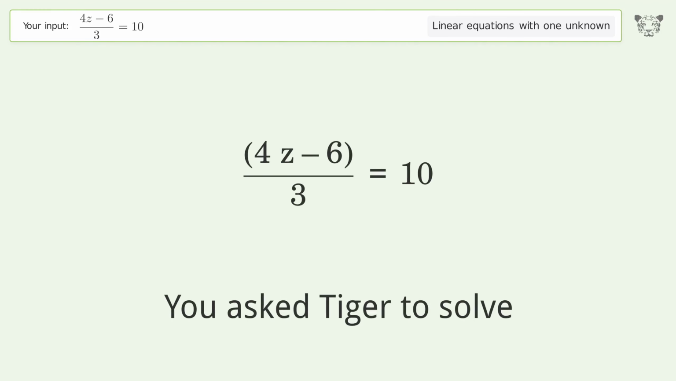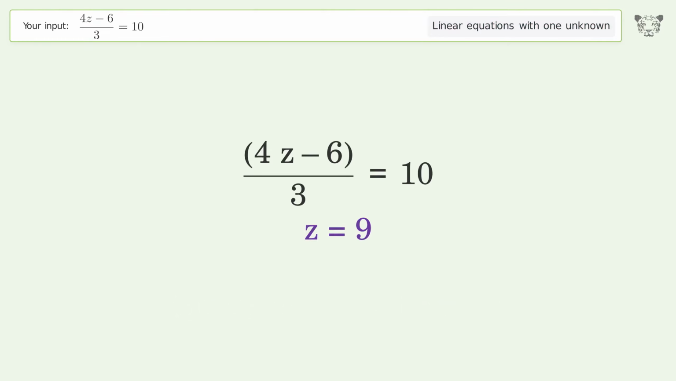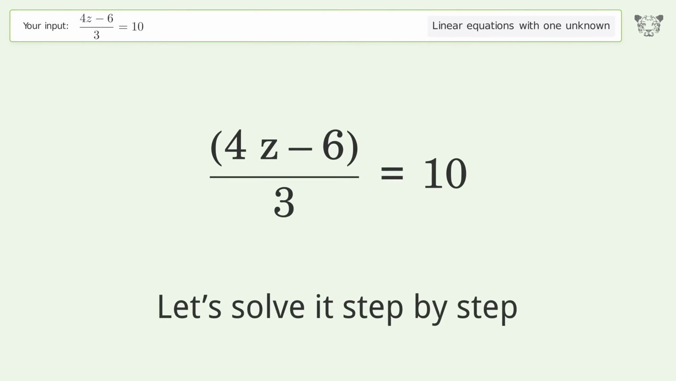You ask Tiger to solve. This deals with linear equations with one unknown. The final result is z equals 9. Let's solve it step by step.